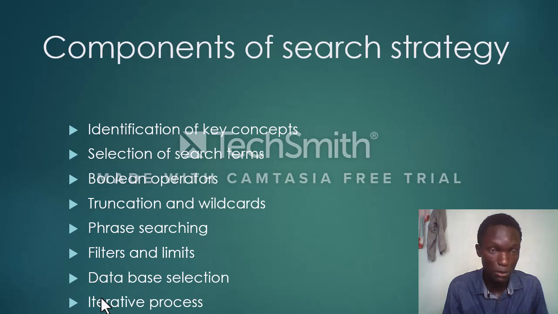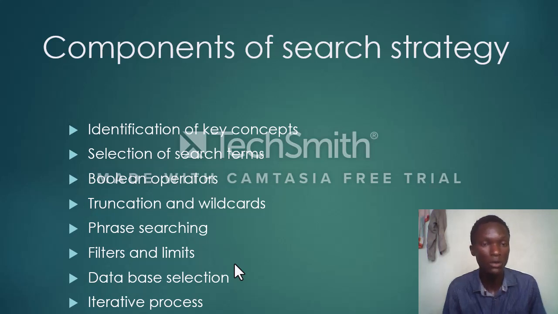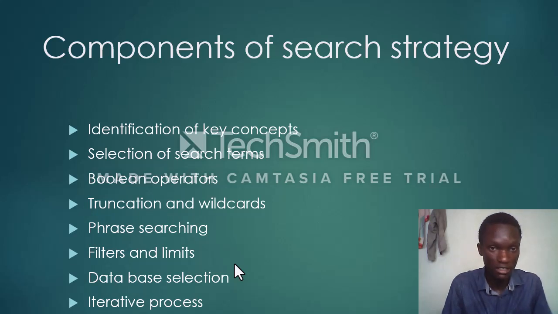Then iterative process. After you've done all this, you have to keep repeating until your work is perfect. That is what the iterative process does. You have to keep repeating until you find there are no errors in your research work, in your coursework. It's not a one-day process where everything is done within one day, but you have to keep repeating it for some time so that you find that your research work is actually good. So this is basically the components of search strategy, as I was telling you.